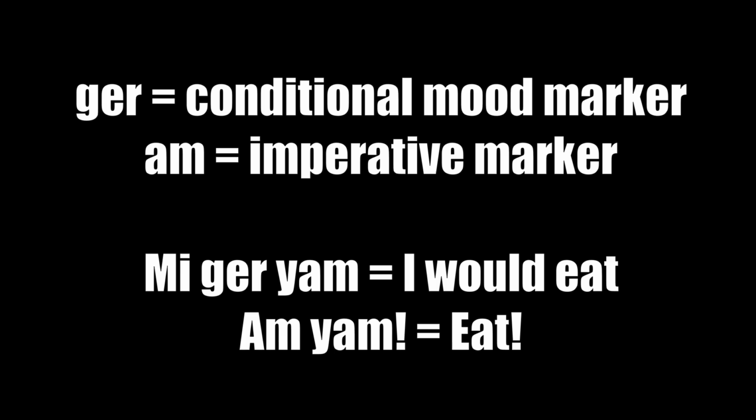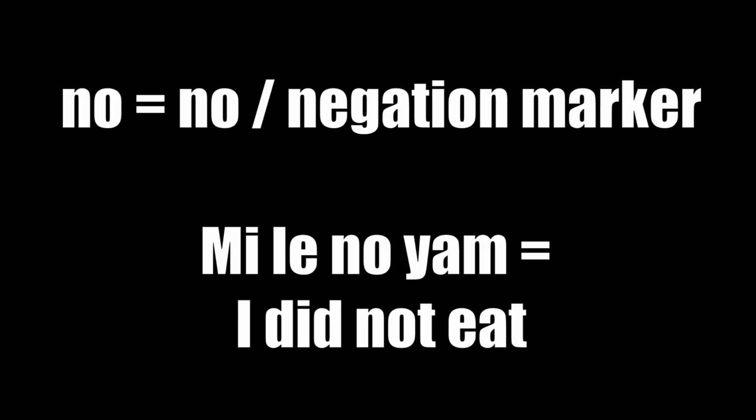Ger is a conditional marker, while am is the imperative marker. So, mi ger yam means I would eat, and am yam means eat as a command. No is the negation marker, which applies to everything including verbs. Mi le no yam means I did not eat.